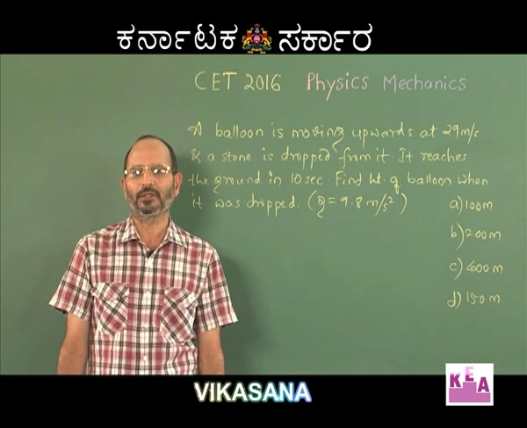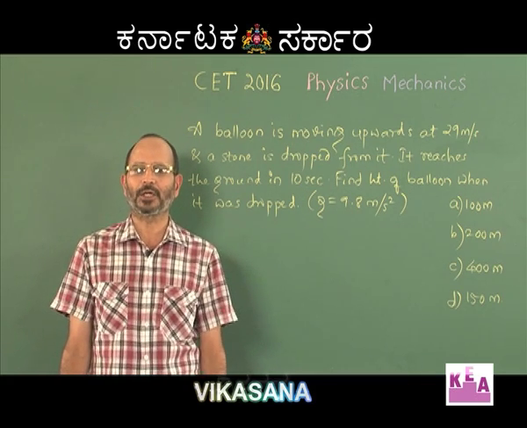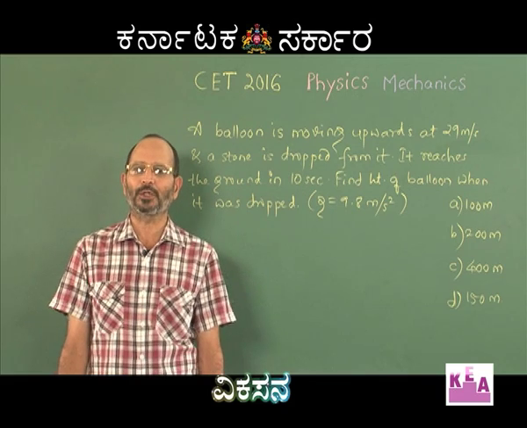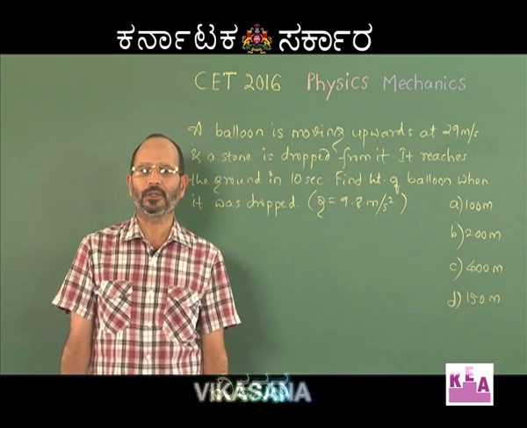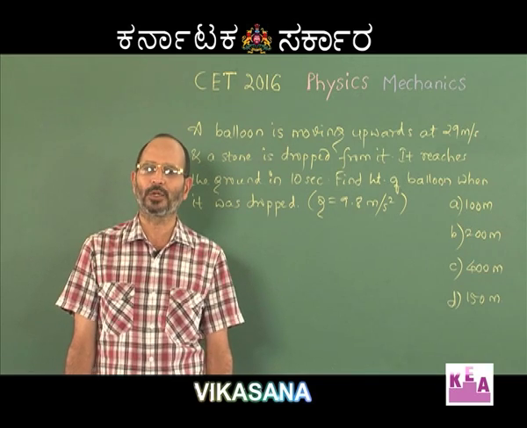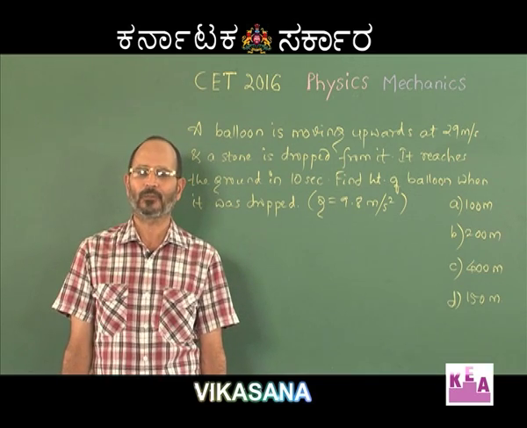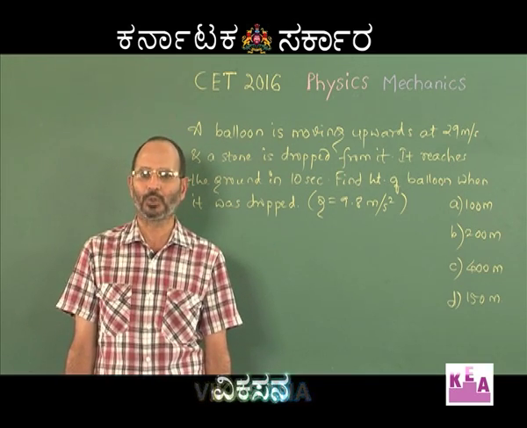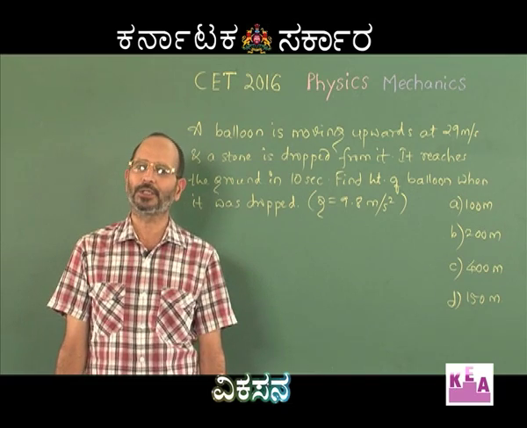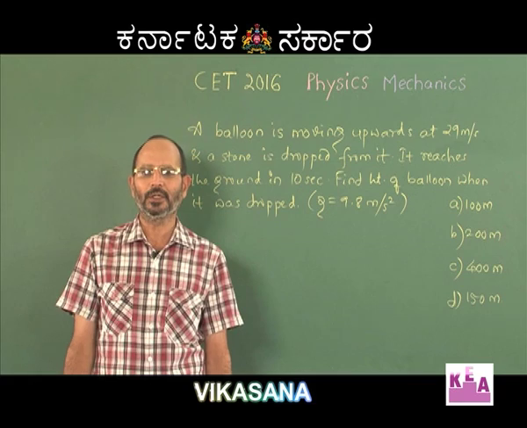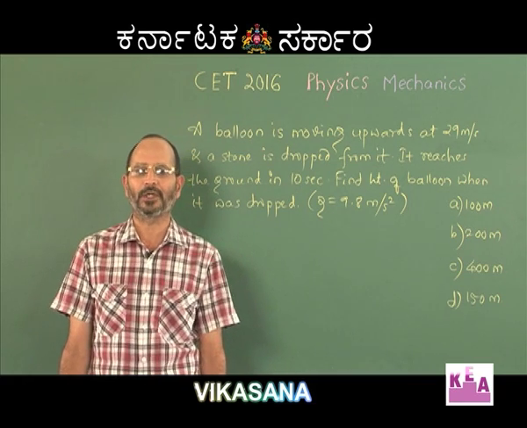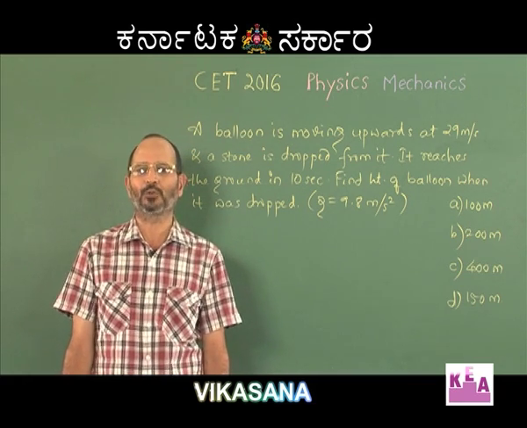But before that, you should have a very clear understanding about the frame in which you are going to solve the problem. If you want to solve the problem in the ground frame, don't forget that the balloon is going upwards at 29 meters per second. Therefore, the initial velocity of the stone will be 29 meters per second in the upward direction. Acceleration due to gravity has been given in the downward direction. Use s equal to ut plus half at square and get the height from where the stone was dropped.